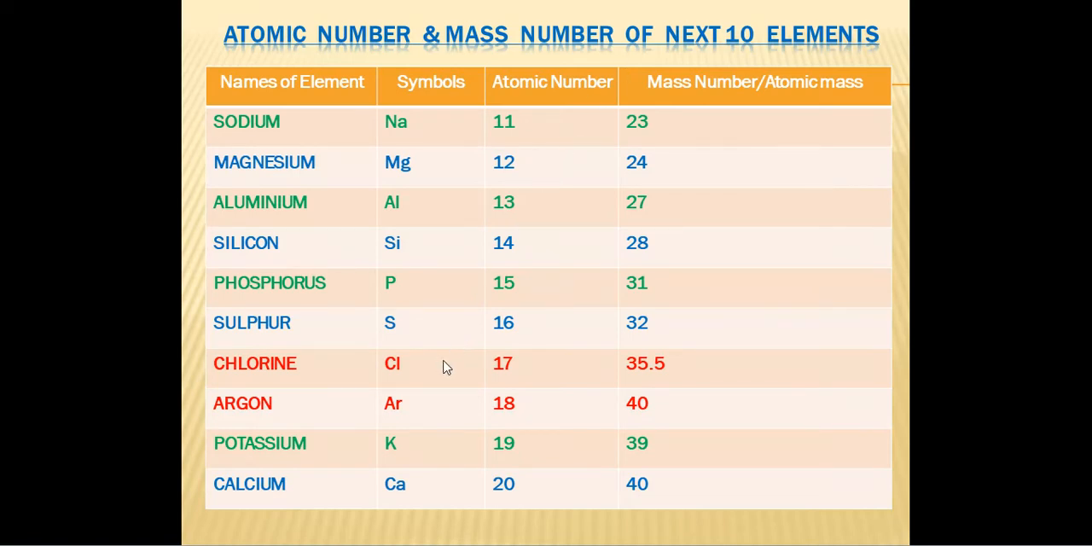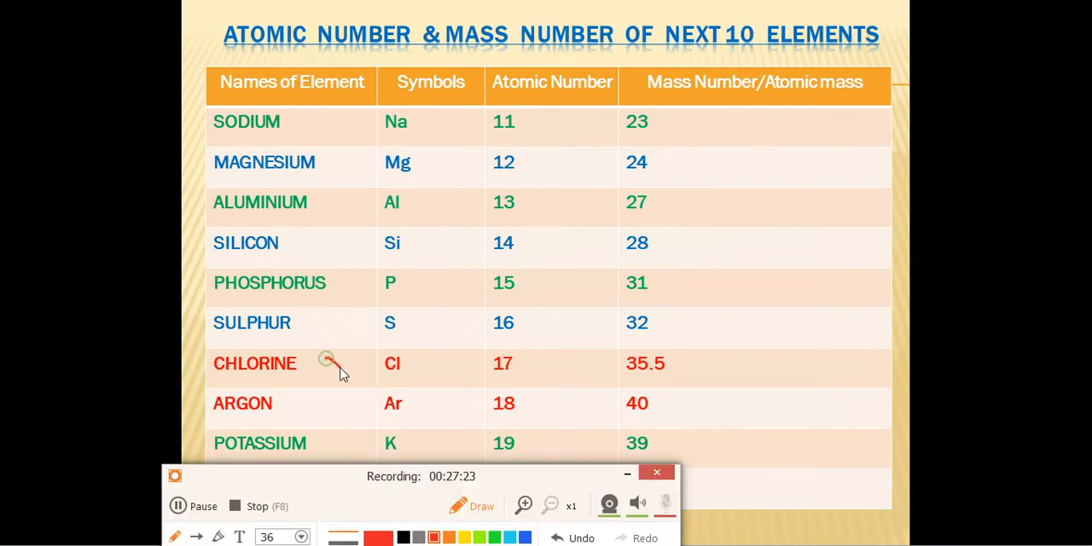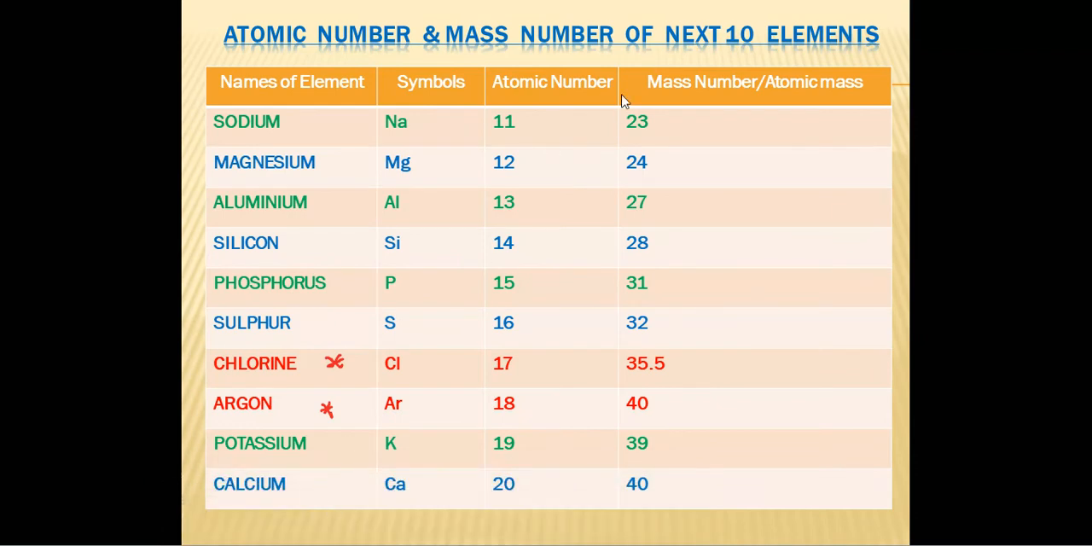In this case also, we have two exceptions over there, chlorine and argon. Chlorine is having atomic number 17 and argon is having atomic number 18. So there are two exceptions over here also. These elements will not follow that rule. Here also we'll follow the same rule: for even atomic number we'll use the formula 2 into atomic number, and for elements having odd atomic number we'll use the formula 2 into atomic number plus 1.